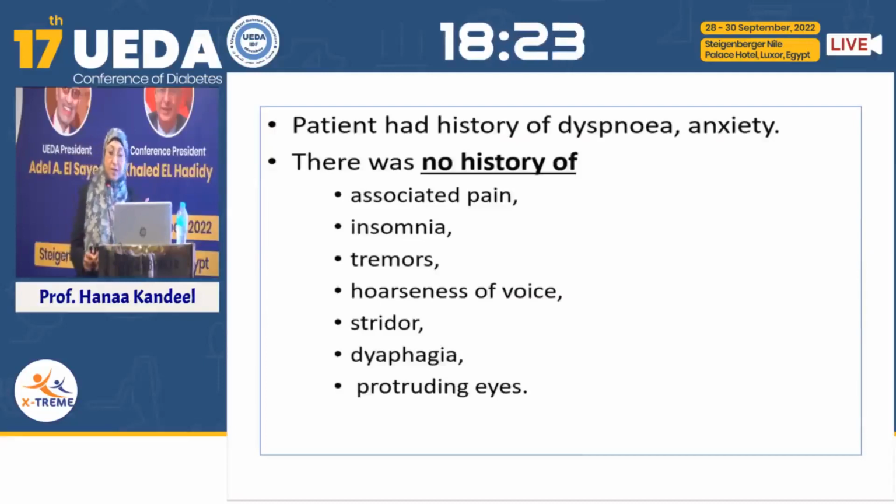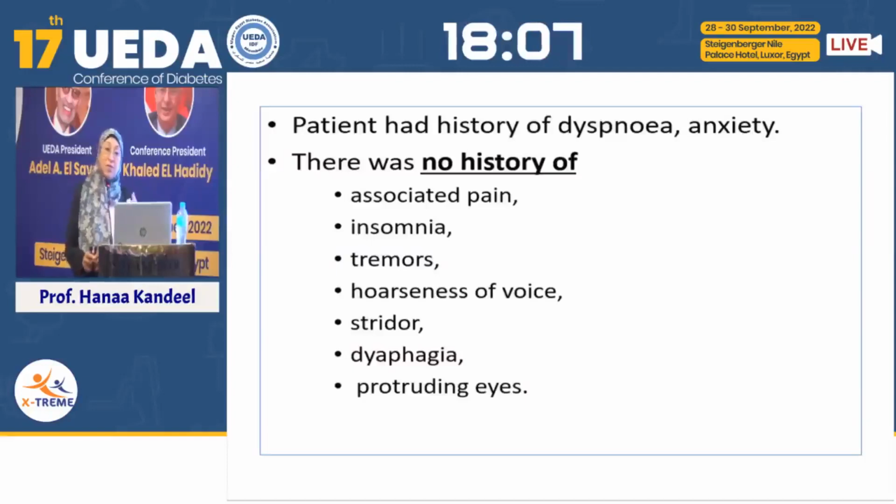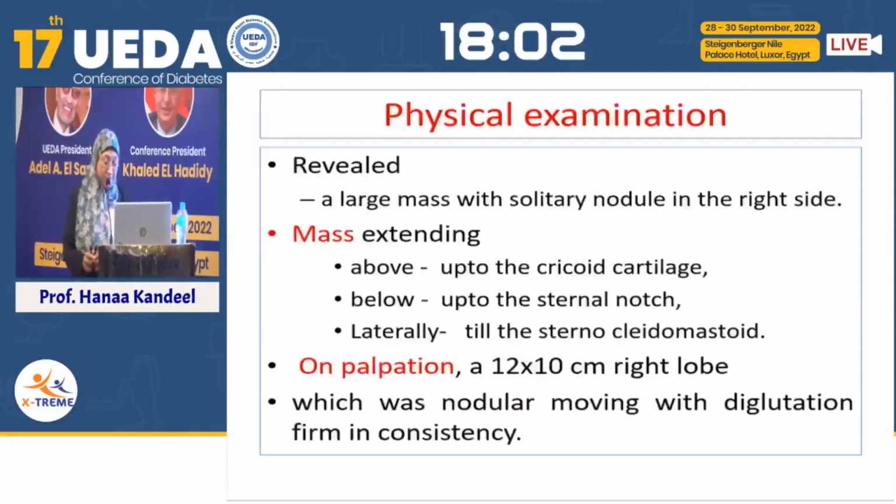This means no evidence of inflammation, no evidence of thyrotoxicosis, and no hoarseness of voice, and this decreased the incidence of malignancy in this patient. There's no stridor, no dysphagia, and no protruding eye. This means we will exclude Graves' disease or compression manifestation. This is from the history of the patient. We can take some points as a clue for this case.